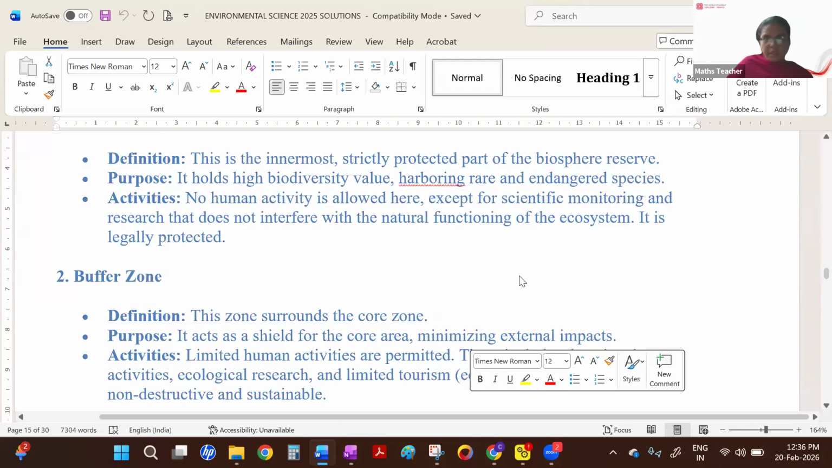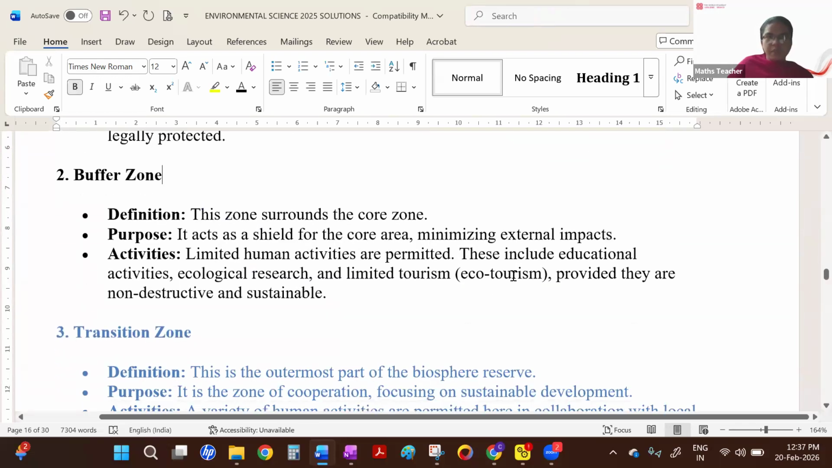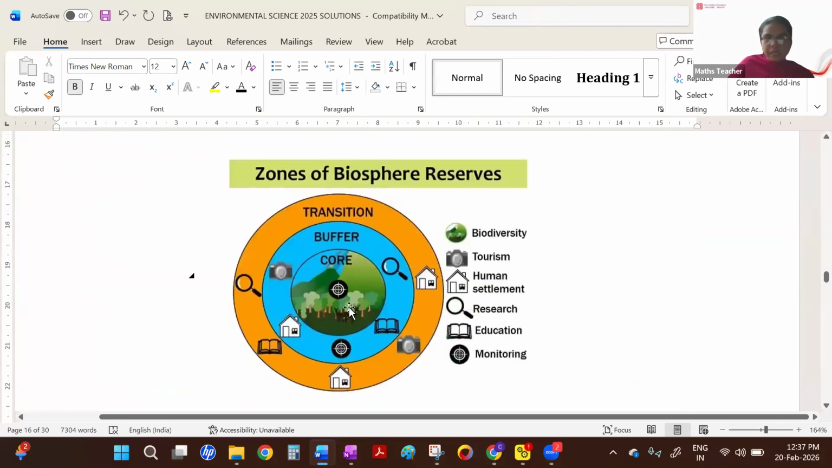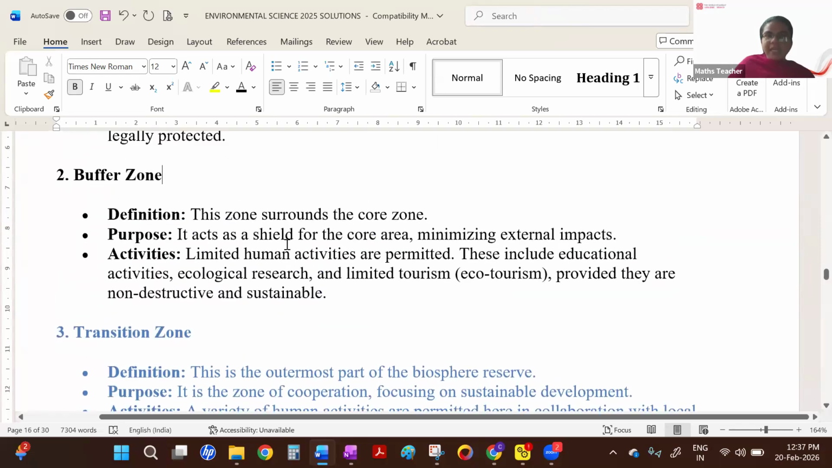Okay. And then the next region is the buffer zone. This zone surrounds the core zone, right? So around the core zone, we have the buffer zone. What is its role? It acts as a shield for the core area, minimizing external impacts. It acts as a protective region. And what are the activities allowed here? Limited human activities are permitted.